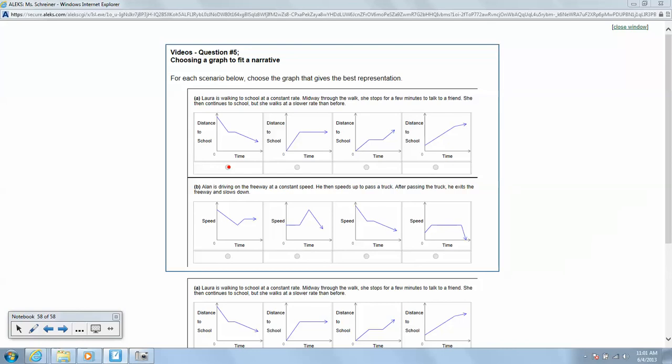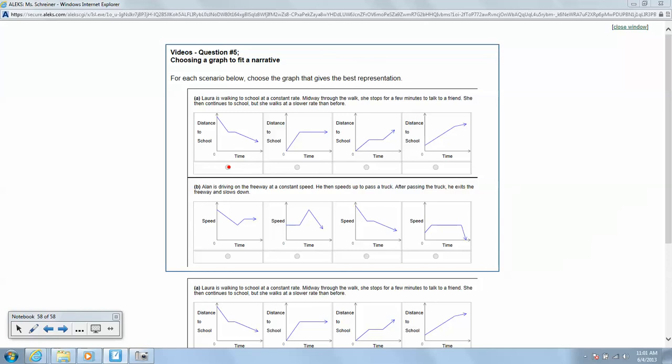This is the only one that has her getting closer to school as time goes on. This one has her going further away from school, and further away from school. Because the distance at school would be 0. So she's getting closer, she stops, and then she gets closer but slower.